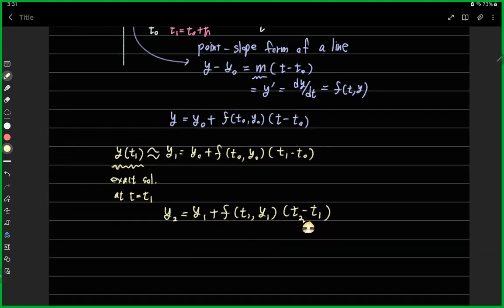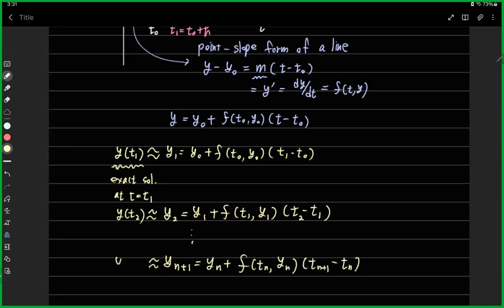T2, right? This is going to be an approximation of y of t2. Repeating this process, y sub n plus 1 is going to be y sub n plus f of tn comma y sub n, times tn plus 1 minus t sub n. This is an approximation of what? y of t sub n plus 1. So this is Euler's formula. That is Euler's formula. Okay.